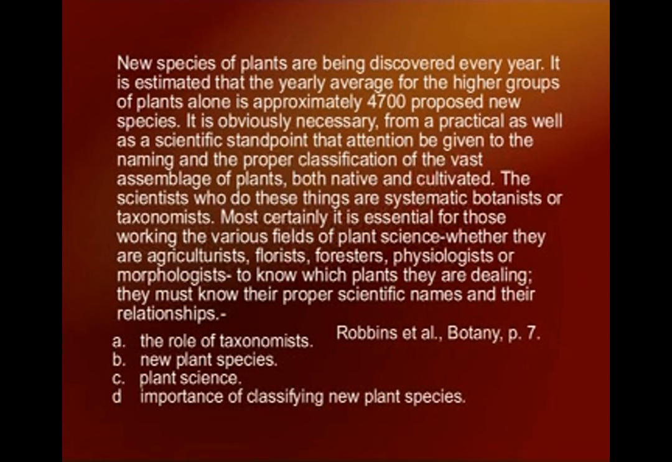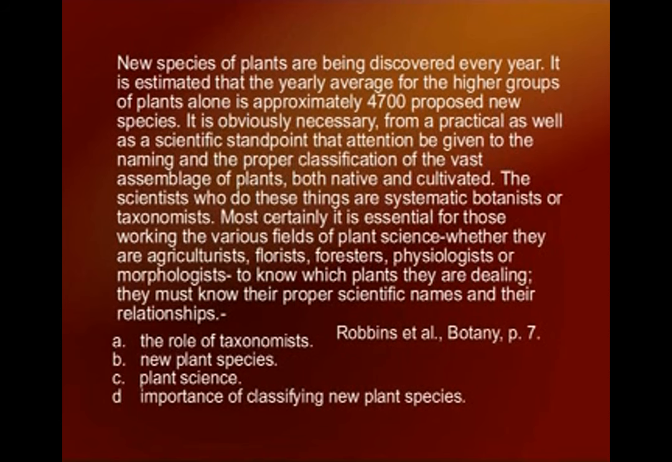Now you will read text one. Text 1. New species of plant are being discovered every year. It is estimated that the yearly average for the higher groups of plants alone is approximately 4,700 proposed new species.